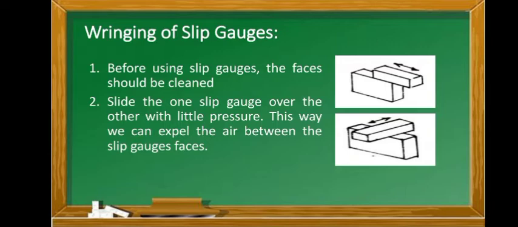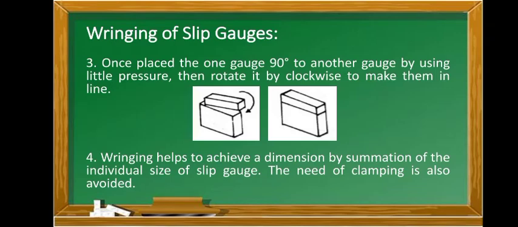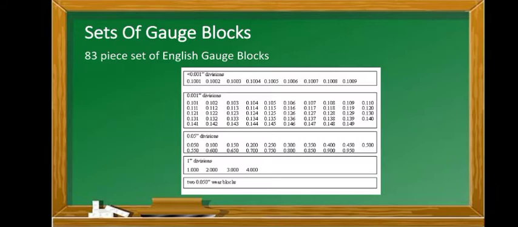So first, before using slip gauges, the faces should be cleaned. Second, slide one slip gauge over the other with little pressure. This way, we can expel the air between the slip gauge faces. So just observe the picture or the illustration. Third, place one gauge 90 degrees to another gauge using little pressure. Then rotate it clockwise to make them in line. Fourth, ringing helps to achieve a dimension by summation of the individual size of each slip gauge. The need for clamping is also avoided.